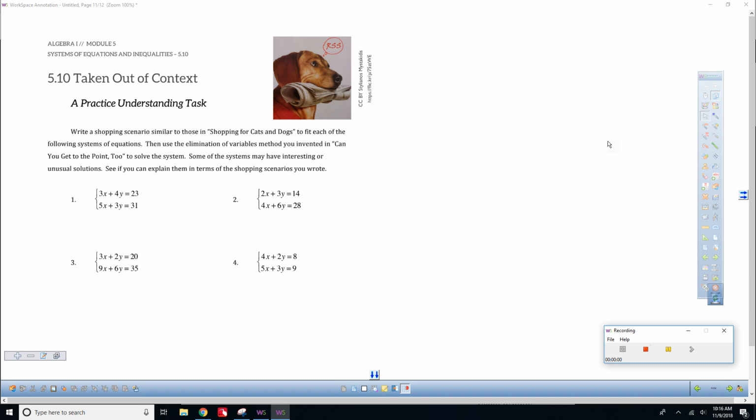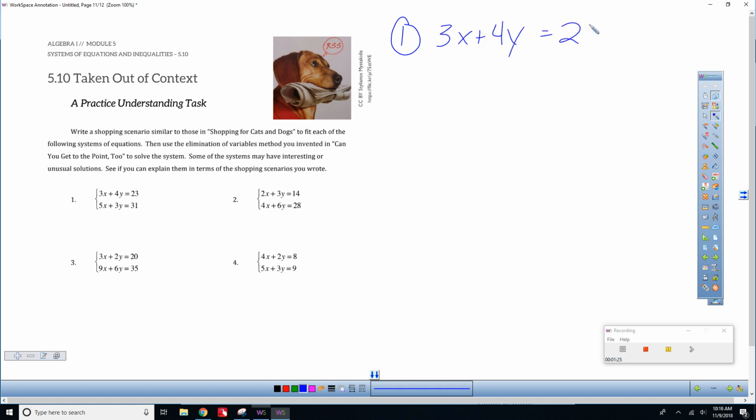I'm going to solve that one. You guys are going to get ready to come up with a description for the next word problem. So, number 1. 3x plus 4y equals 23. 5x plus 3y equals 31.